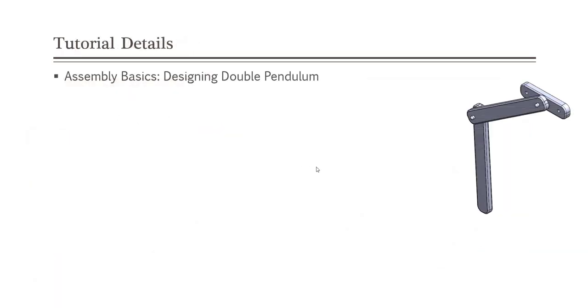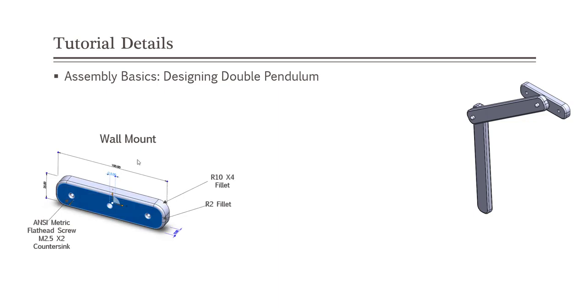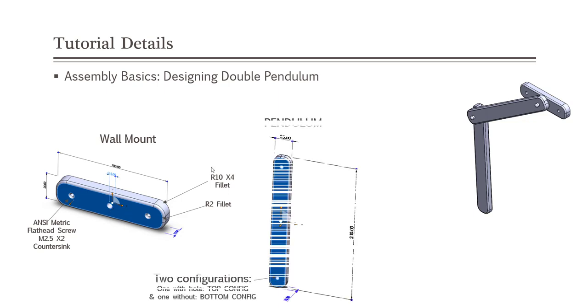Here you can see a simple pendulum, and it consists of three different parts. The first one is this wall mount, and the dimensions of the wall mount are shown here with the fillets and the center hole. The second one is the pendulum, and I'm going to create two different configurations of the same pendulum, and we have learned about creating different configurations in a previous tutorial.